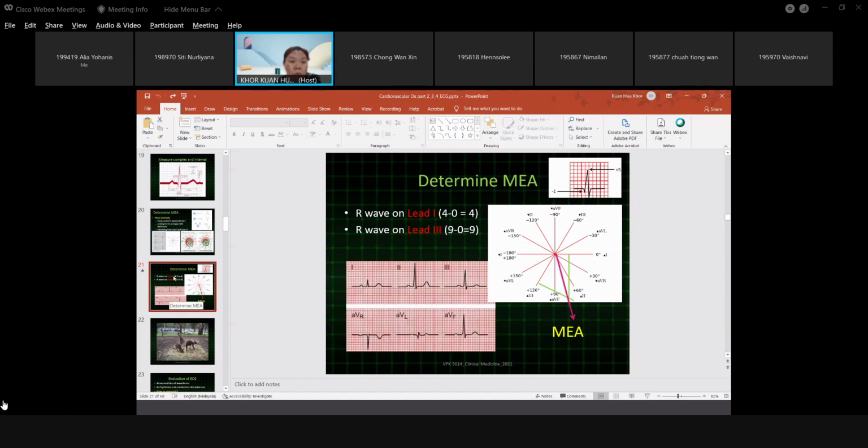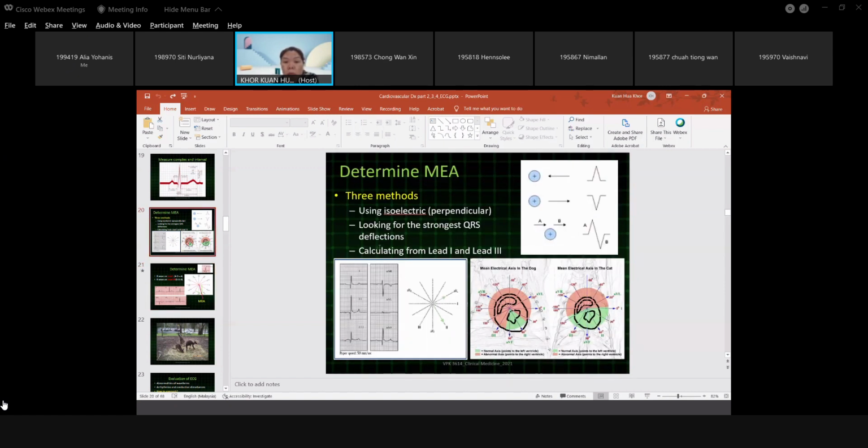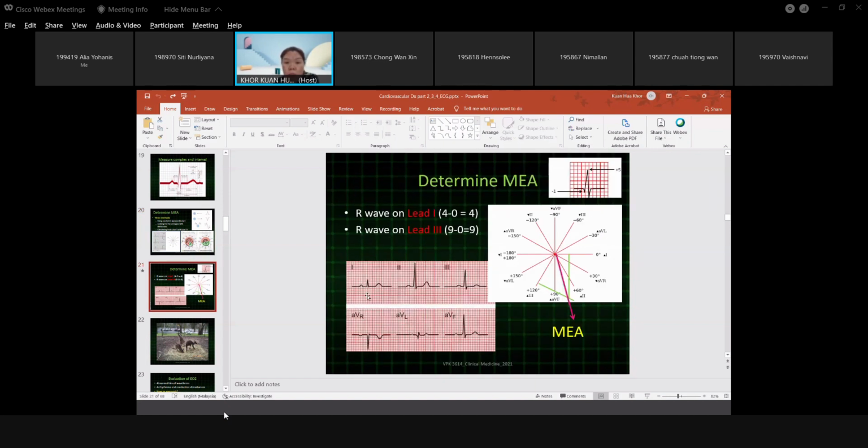Now, the one you are very confused about is calculating from lead 1 and lead 3. What you do in lead 1 and lead 3 is just look at how tall the R is. Let's look at this one. This one you just ignore. Most important is your lead 1 and lead 3. I don't put a scale there because sometimes the measurement may vary, so you just have to create a scale for yourself.